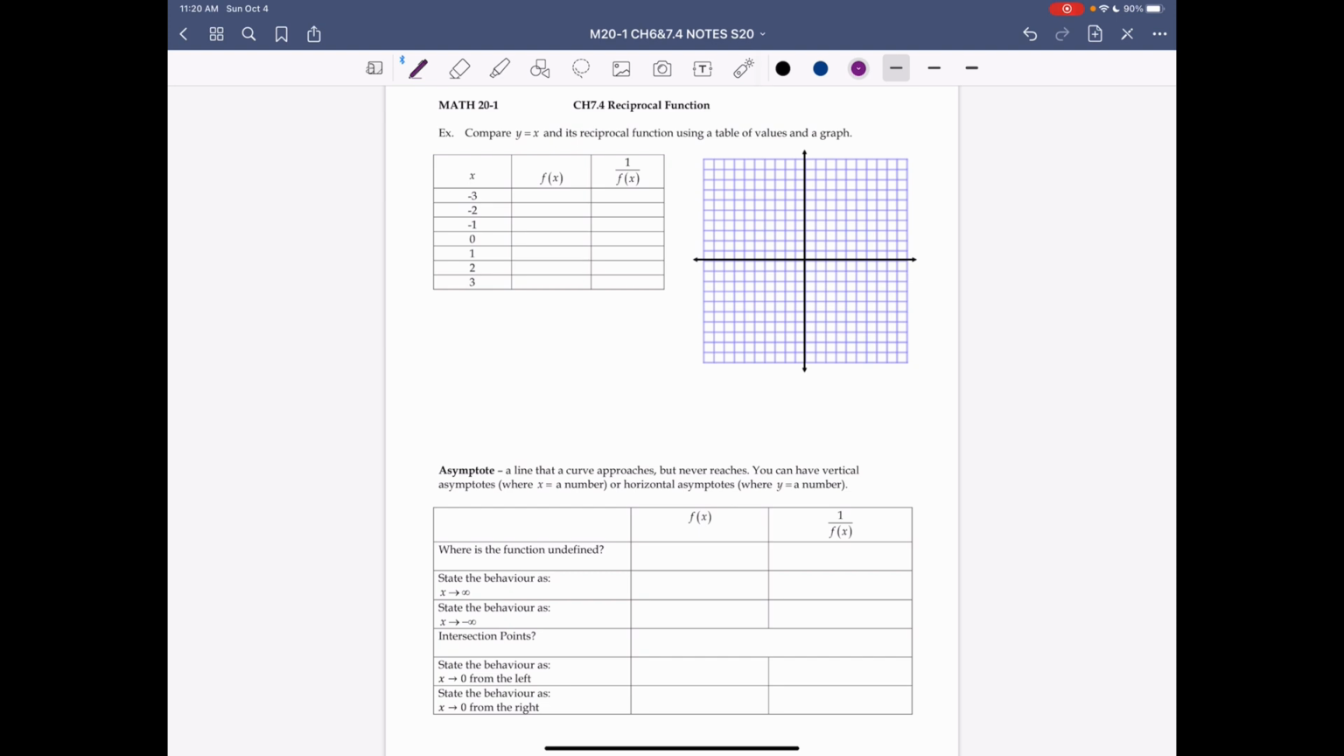Chapter 7.4 Reciprocal Functions. Example: compare y equals x and its reciprocal function using a table of values and a graph. We've heard of reciprocals before. When we divide by a fraction, we multiply by the reciprocal of that fraction, which is to say that we flip the fraction upside down and then multiply. If we have a function, the reciprocal function is just 1 over that function.